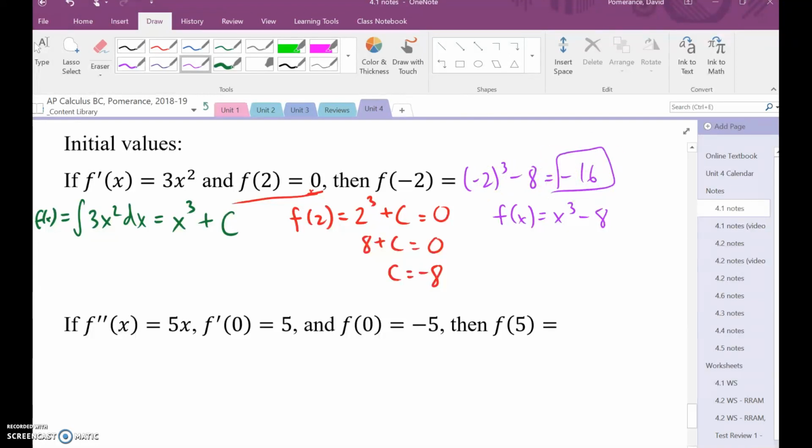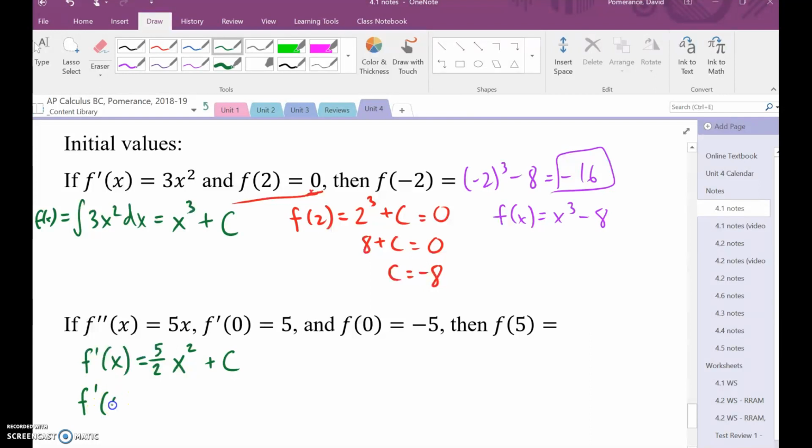This next problem works pretty much the same way, except we're given the second derivative. So the first step is to take the antiderivative of the second derivative to get the first derivative. So 5x, when you take the antiderivative of that, well, our x to the first changes to x squared, and then our 5 has to be divided by our new exponent of 2, and we still have our constant of integration there. But we don't want that constant of integration. We're going to try to get rid of it, and we're going to use that initial value.